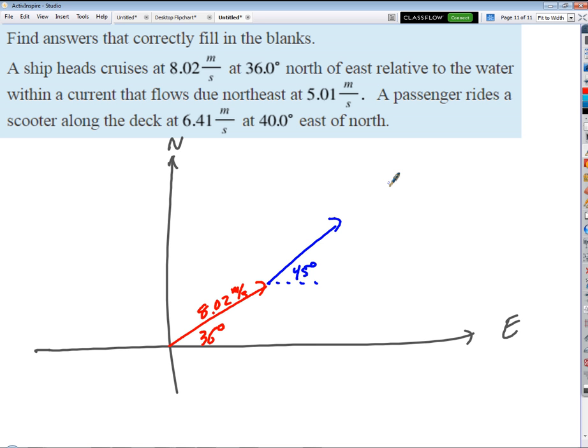And the length of this one was 5.01. I'm just going to leave the units off. We know what they are, meters per second. Then the last one, you've got to be really careful with. A passenger rides a scooter along the deck at 6.41 meters per second at 40 degrees east of north. 60 degrees. Okay, so you could also make that 50 if you wanted to, because that's 90 total.